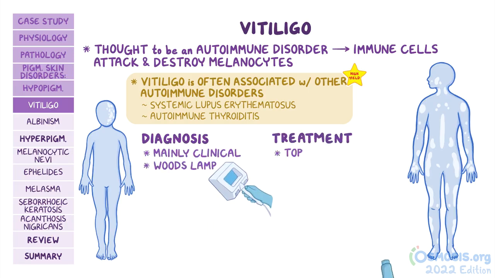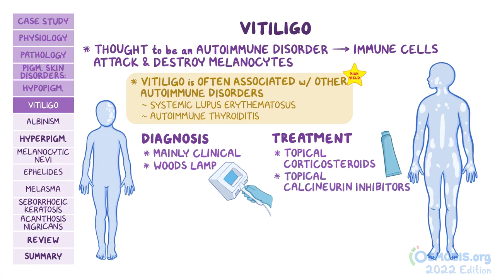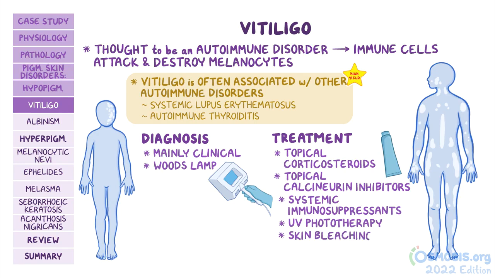Regarding treatment, topical corticosteroids are commonly used as a first-line therapy of smaller or more limited vitiligo. And if those aren't effective, then topical calcineurin inhibitors can be used. On the other hand, when the affected area is large, systemic immunosuppressants, UV phototherapy, skin bleaching, and in severe cases, skin grafts can all be tried. Whatever the course of therapy, sunscreen is recommended to supplement the protection melanin would have provided.